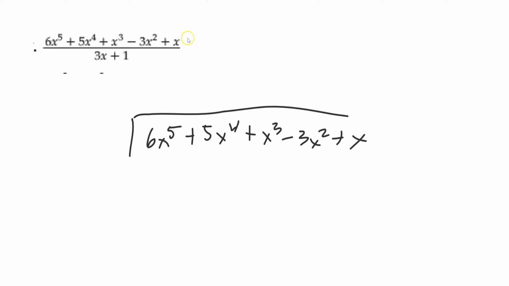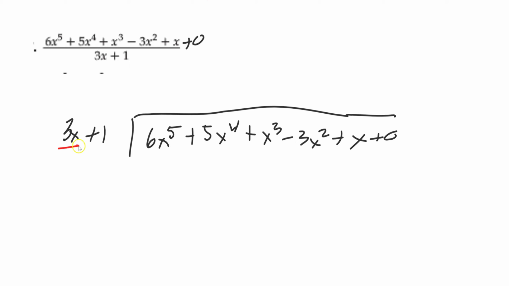Now if you notice we're missing a constant term, I like to add it in to make sure we're not missing it. Anytime something's missing, you want to add it in. So if they would have skipped x squared, I would put 0x squared. So you just want to add in what they're missing. We're going to divide by 3x plus 1. And then it's the exact same process.